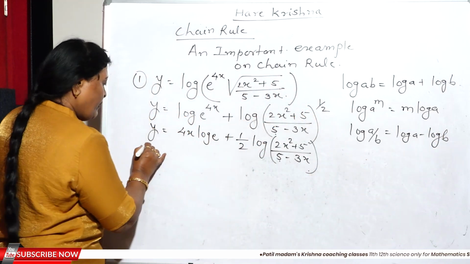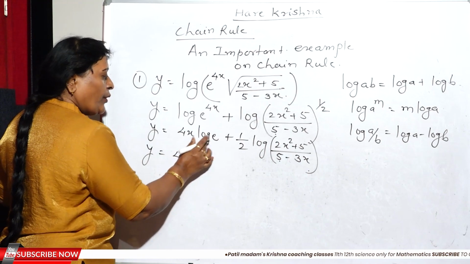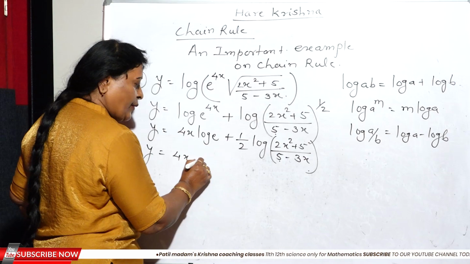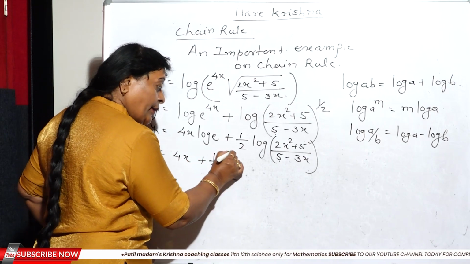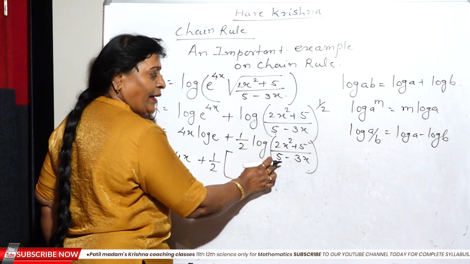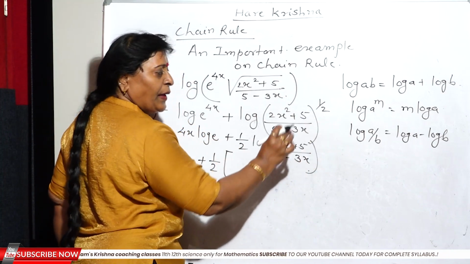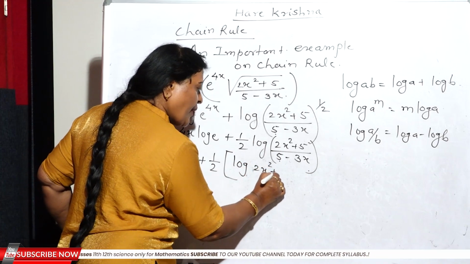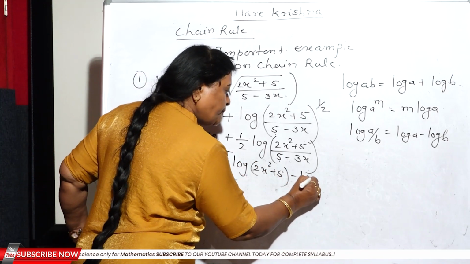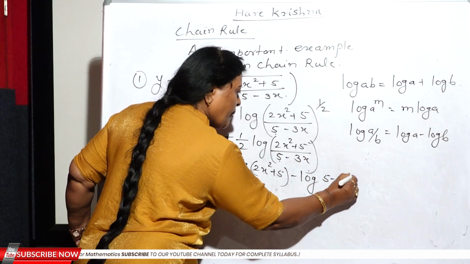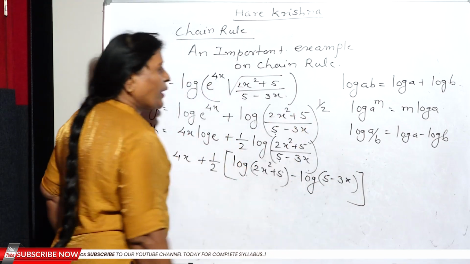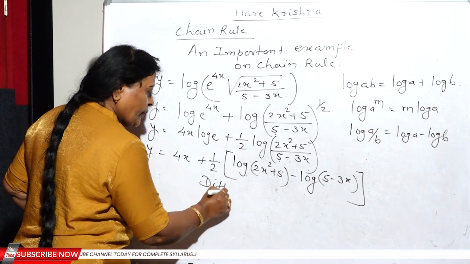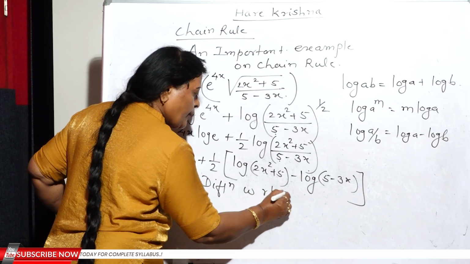Here again y is equal to 4x. What is the value of log e? That is 1. Therefore no need to write this. Log e is equal to 1. Half remains as it is, and here you have to apply log of a divided by b, which means log a minus log b, so log of (2x square plus 5) minus log of (5 minus 3x), right? Now you can differentiate with respect to x. See here, differentiate with respect to x.